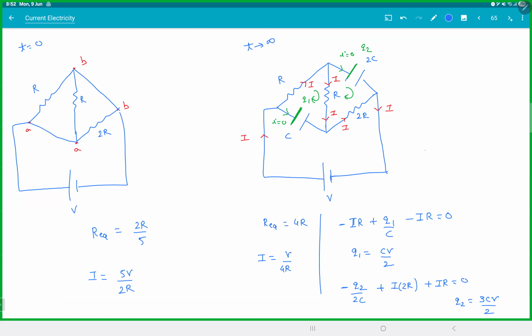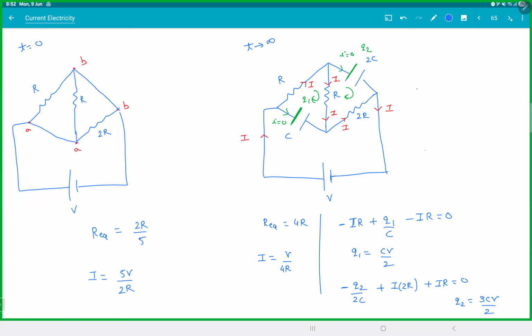Check out the charges. Charges are the most important ones. So draw your final circuit. Don't remove the capacitors. Keep them there. Say I is 0. Let the charge be Q1, Q2. Because when you use the loop law, you will need that thing.